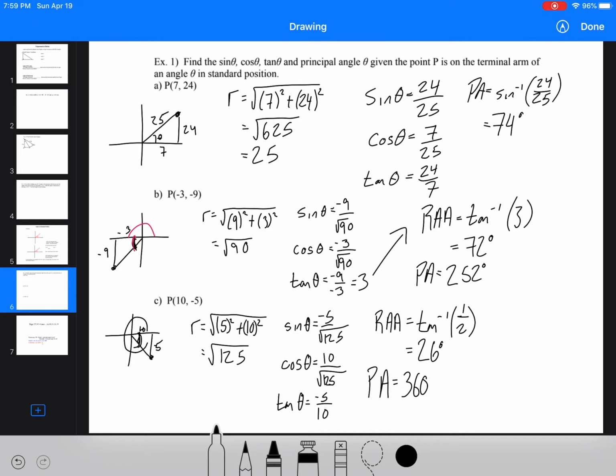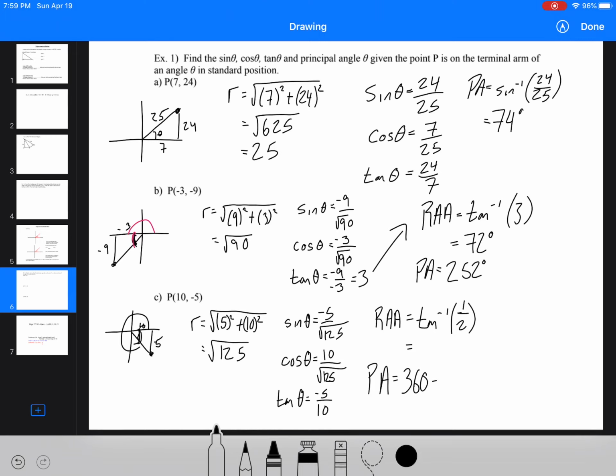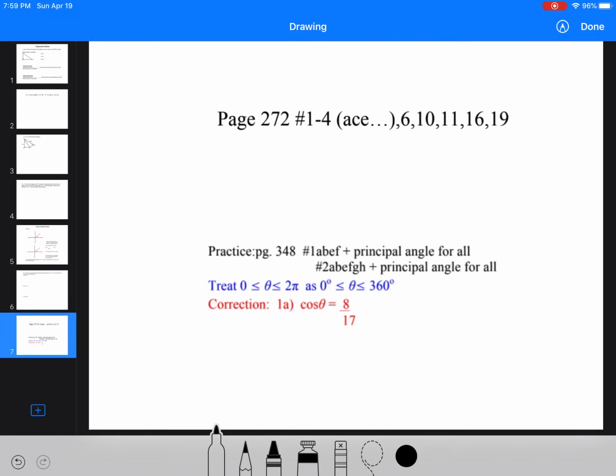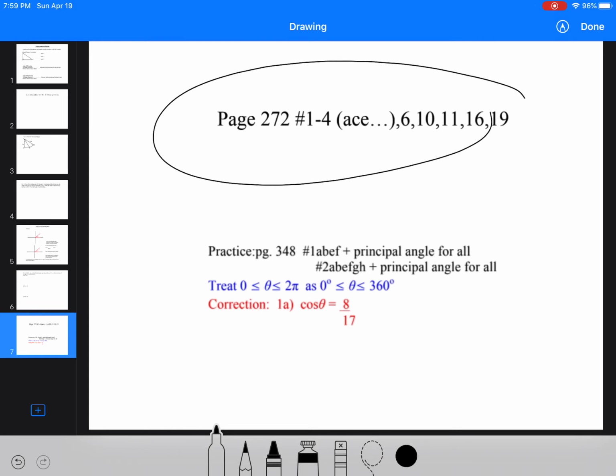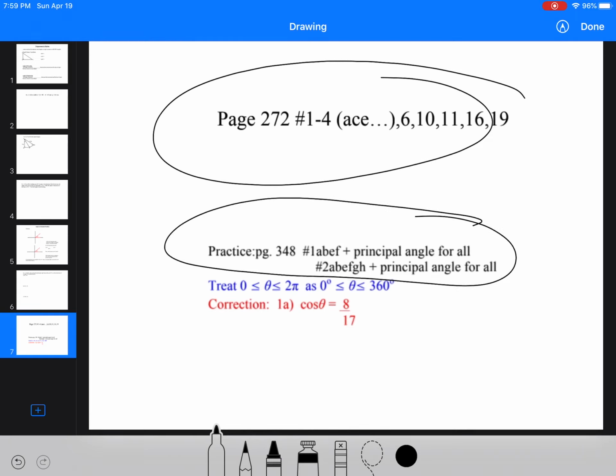Now here, my principal angle is just going to be 360 minus that away. 360 would take me all the way around. I want to minus away that little chunk, that related acute angle. So I'm going to do 360 minus 26. It's actually 26.5, so let's make that 27. So 360 minus 27, and then we're going to get 333.